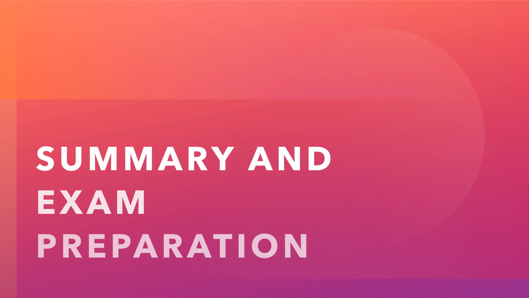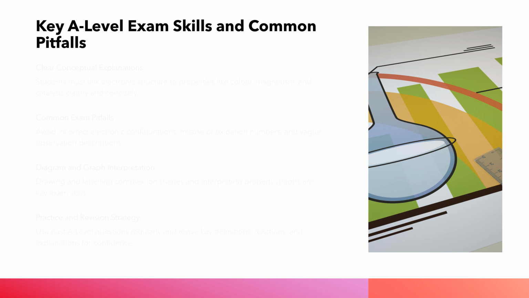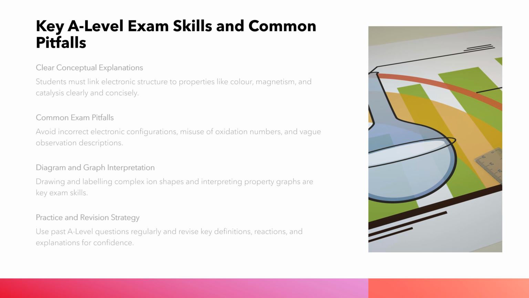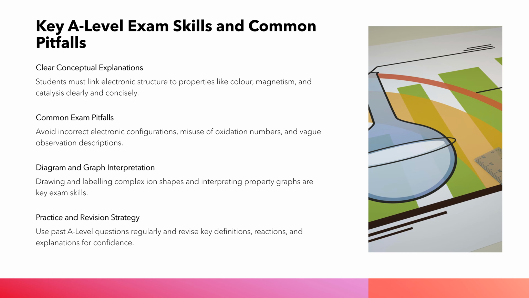Summary, exam skills, and common pitfalls. Students should practice writing clear, concise explanations that link electronic structure to observed properties such as color, magnetism, and catalytic behavior. Common pitfalls include incorrect electronic configurations, poor use of oxidation numbers, and vague descriptions of observations.